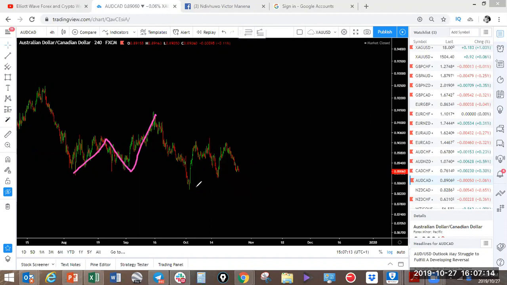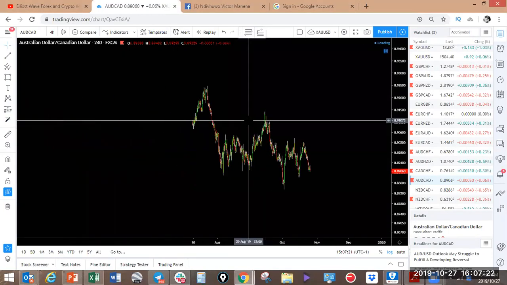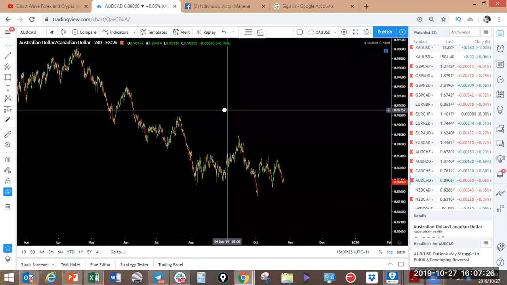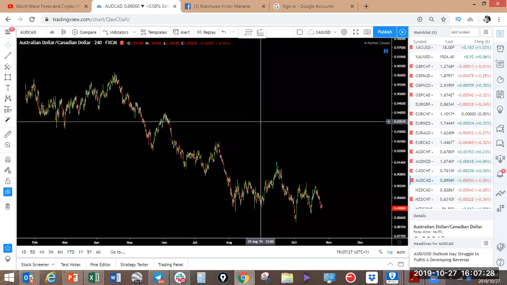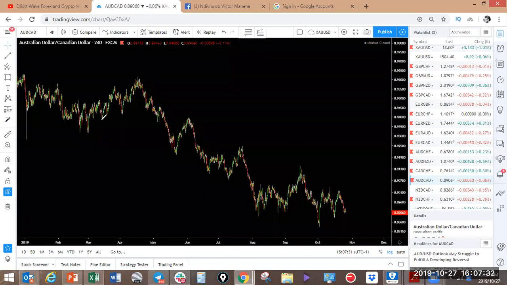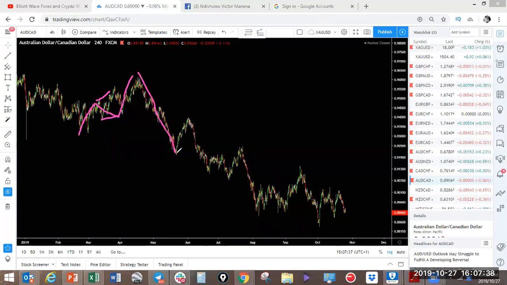1, 2, 3, 1, 2, 3 down, 1, 2, 3 down. That's the correct structure. It's a continuation pattern. Let me show you something on this structure. Now watch this. It's 3 up, 3 back, 3 up. What happens after that? You drop.